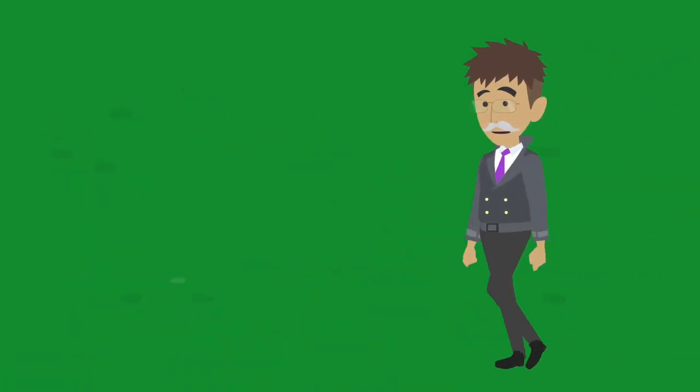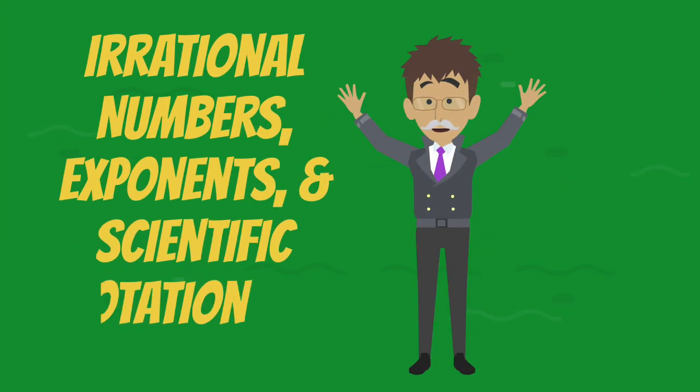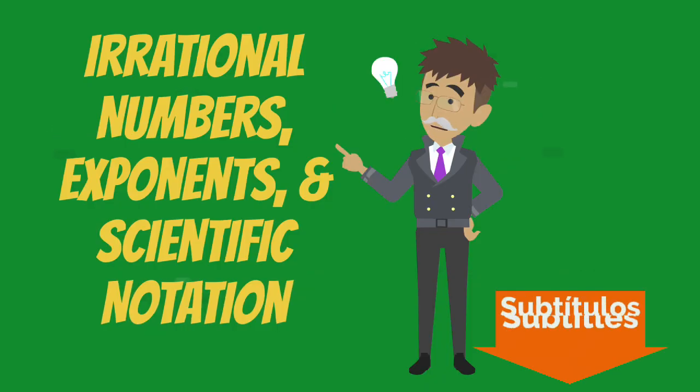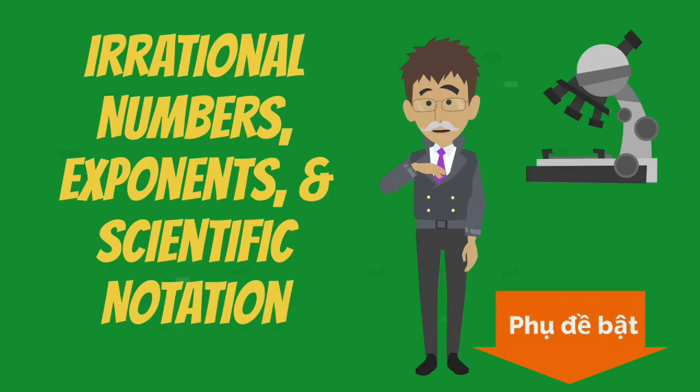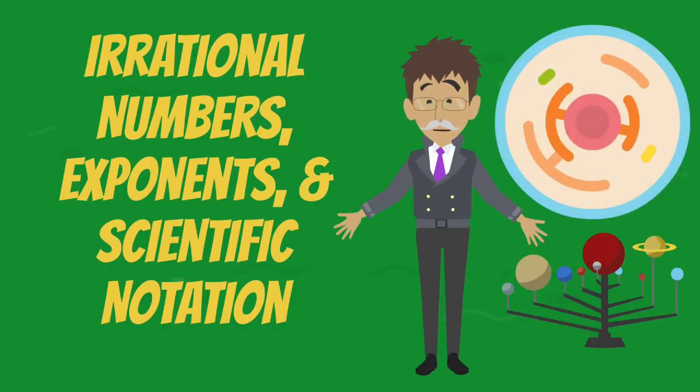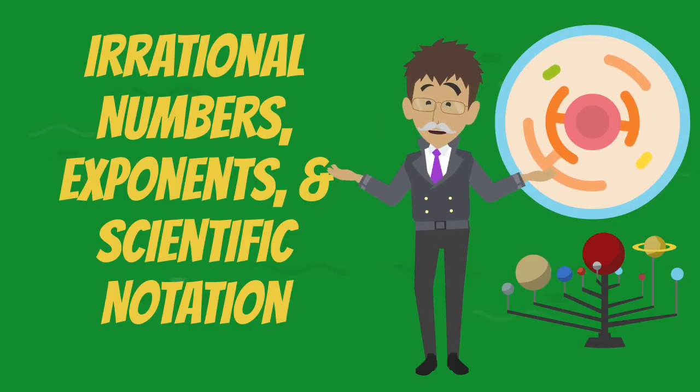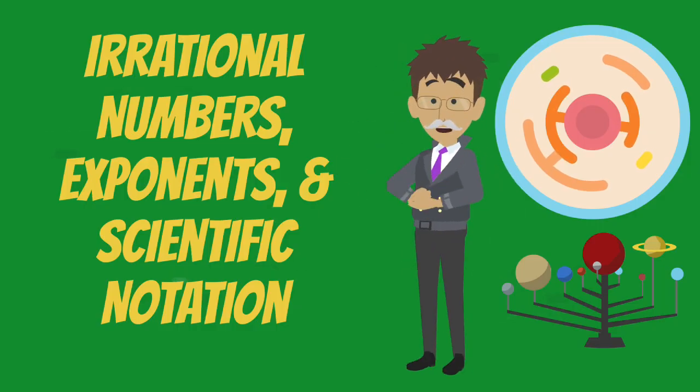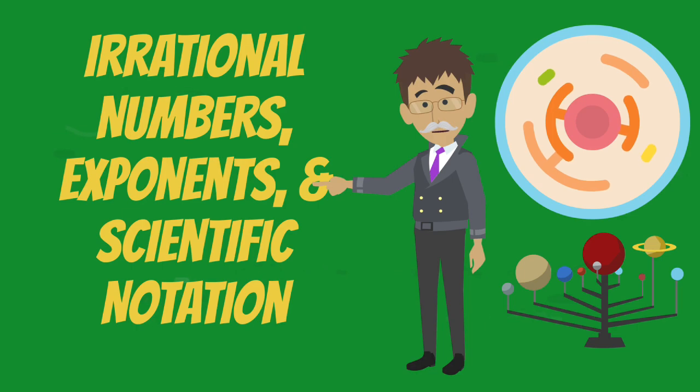Understanding irrational numbers, exponents, and scientific notation helps you make sense of the huge and tiny numbers we see in science and in everyday life, from measuring microscopic cells to tracking distances in space. These 8th grade ideas also help you recognize patterns and solve problems more efficiently. In this lesson, we'll break everything down so you can use these skills with confidence.